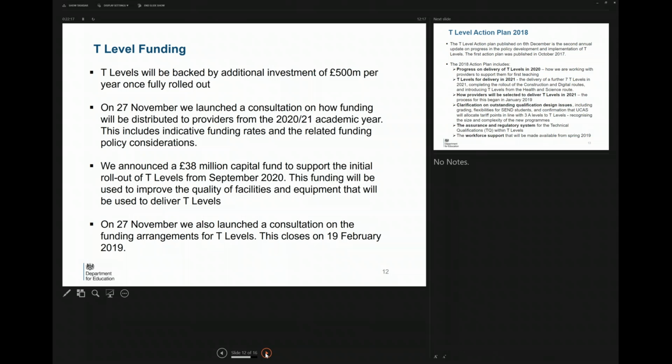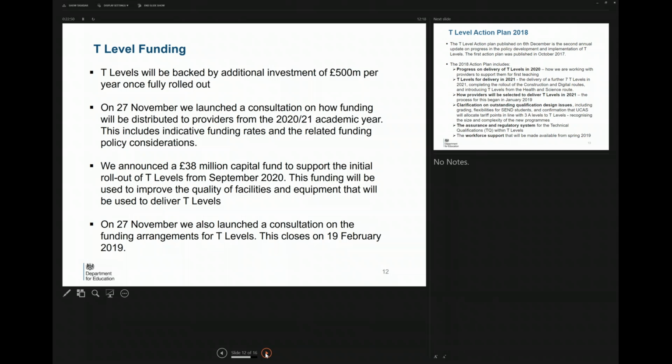T-level rollout will be backed by an additional £500 million per year once they're fully rolled out, and we're currently consulting on exactly the mechanisms that we use in order to distribute that funding. This includes quite a lot of detail on the funding rates, the different approaches that we're taking to uplifting funding for different students with different needs. That consultation is open until the 18th of February, so please do take a look and feed in views if that's something that you would like to comment on.